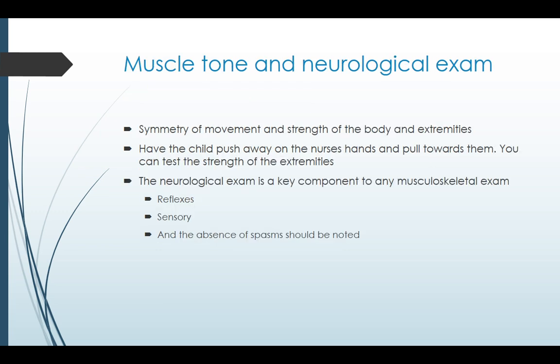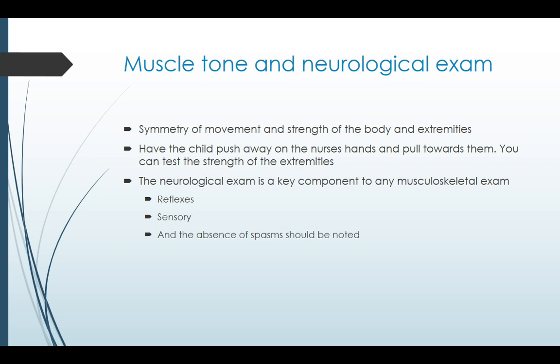Muscle tone and neurological exam. Check symmetry of movement and strength of the body and extremities. Have children push away with their hands and pull towards you with them. You can test the strength of the extremities, the reflexes, the sensation. The neurological exam is an easy and quick way to look at a child's growth and development and make sure that they are meeting developmental goals or standards.